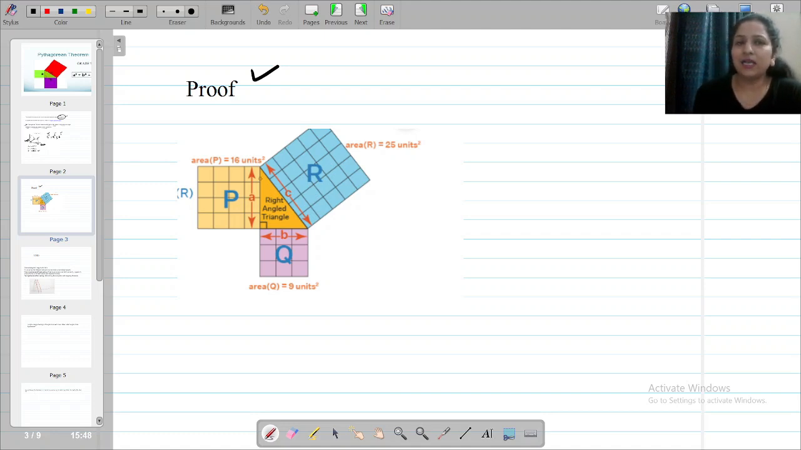Let us consider that we have a right angle triangle. You can see this yellow one. It is a right angle triangle. Three different squares are attached to the three different sides of this right angle triangle. This is the square. You can see here, this is the square attached to A, the square attached to B, and square attached to C. How do we find the area of a square? Area of a square is side into side.